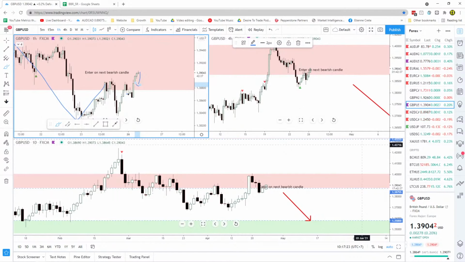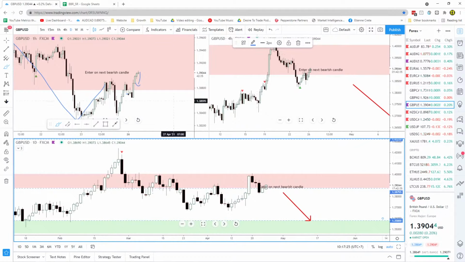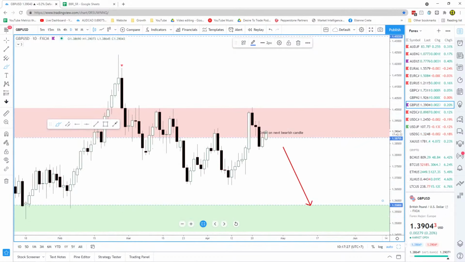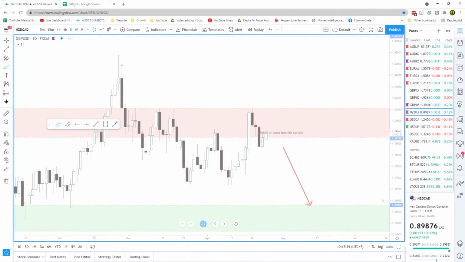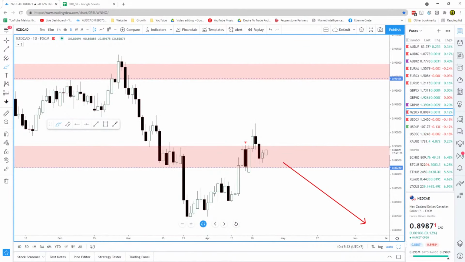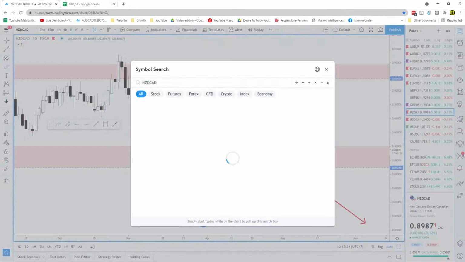So that's it. But we're at the right zone. We just have to wait for a bearish candlestick on this pair. All right, we'll have a look at JPY actually for now.